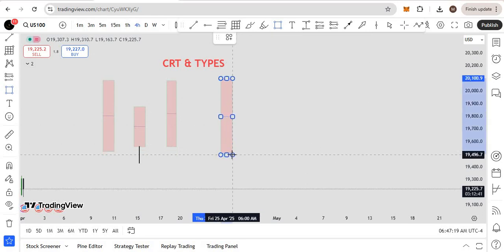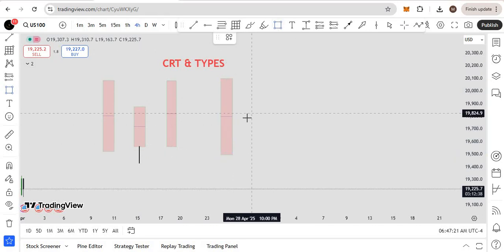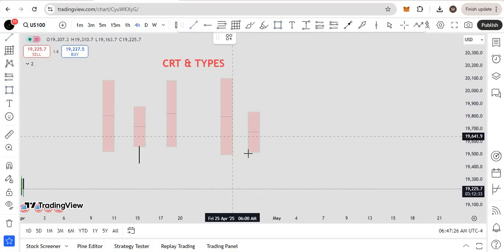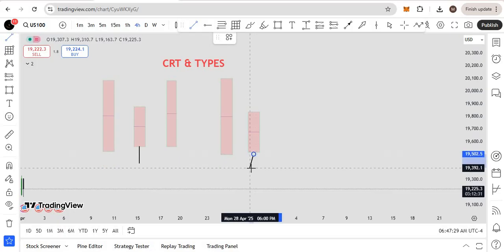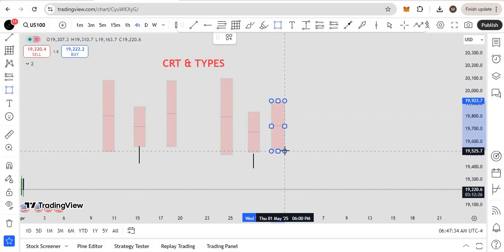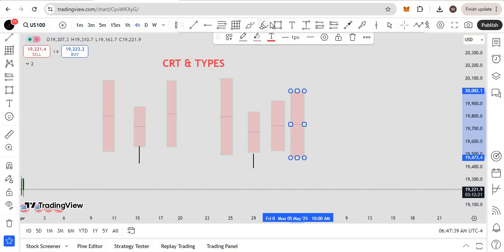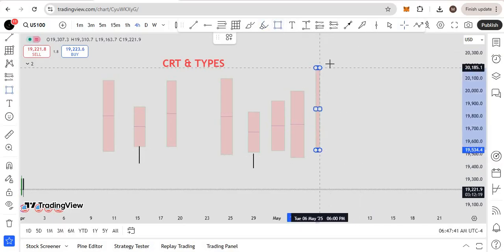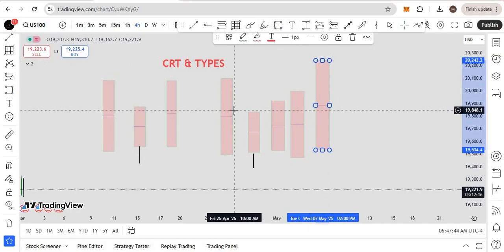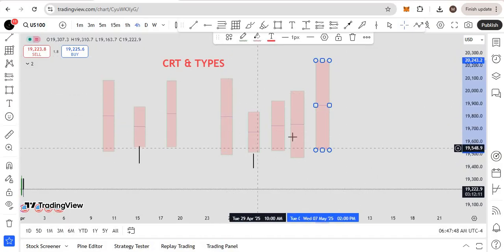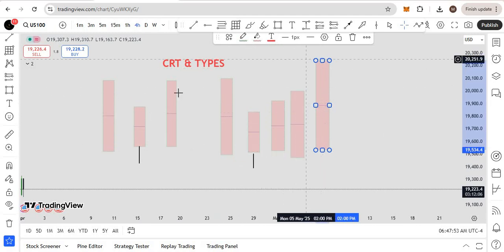Second type of CRT, we have the first candle. We have the second candle respectively. We have the third candle, the fourth candle, and then a fifth candle. So what it's showing here is one candle, then 3 candles in the range, then the fourth candle took the high.